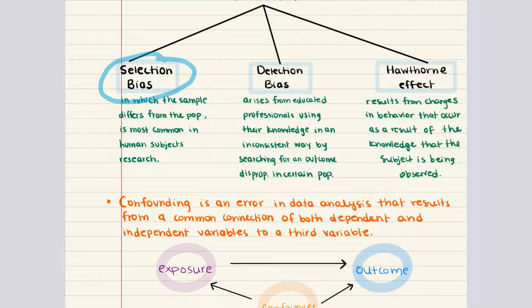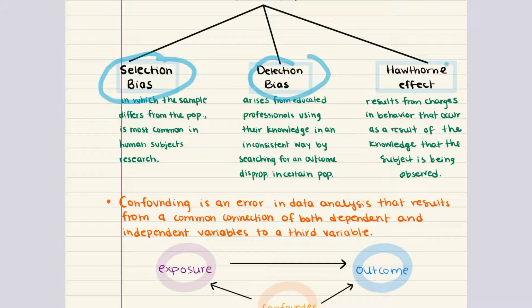For example, recruiting only healthy volunteers for a study on chronic illness can skew the findings and then limit their generalizability. Next, we have detection bias. This arises when researchers inconsistently search for outcomes across different groups. For example, if healthcare professionals are more likely to screen smokers for lung cancer than non-smokers, then the study might overestimate the prevalence of lung cancer in smokers.